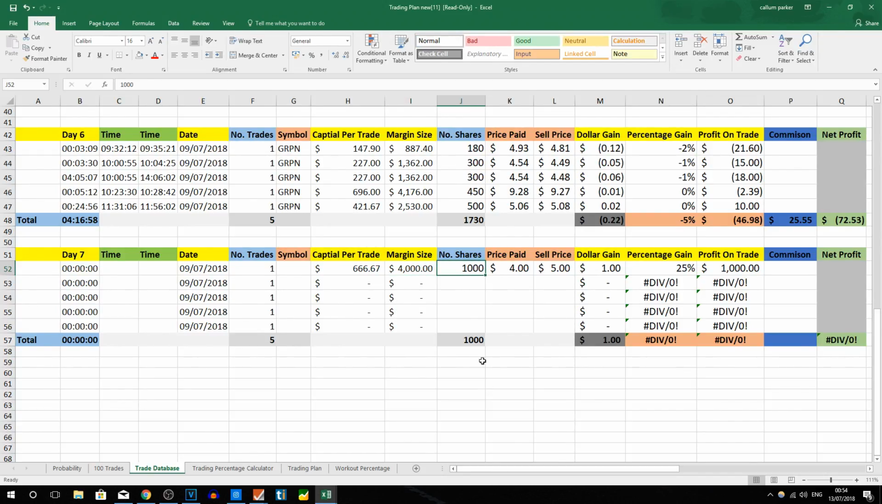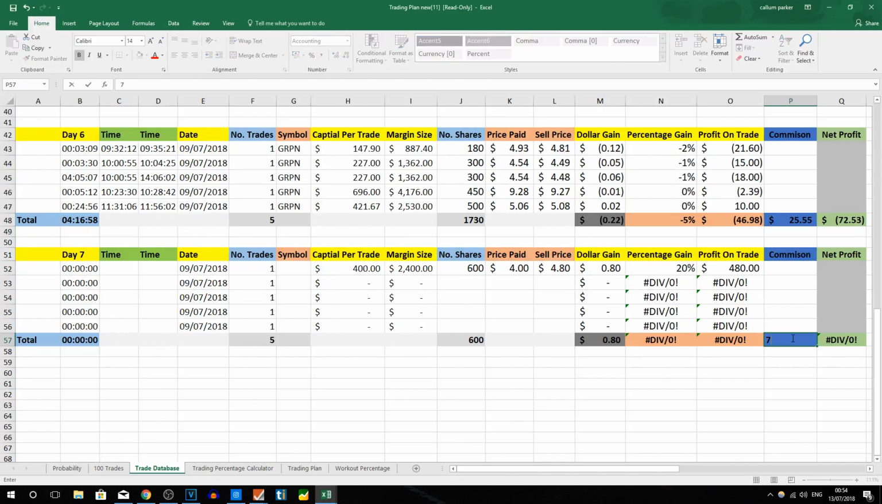So if I type in how many shares I got, 600 shares, I paid $4, I sold at 4.80. That's a 20% gain. Profit per trade is 480. And then my commissions, I manually input them because they can be different. I could enter multiple times, I could exit multiple times, so I don't know how many trades I'm going to make, so I always just input this manually at the bottom.